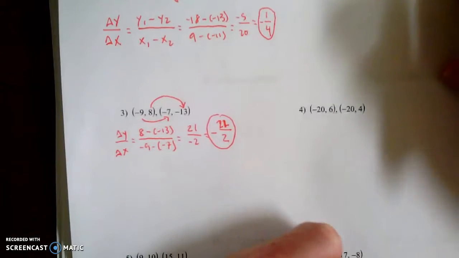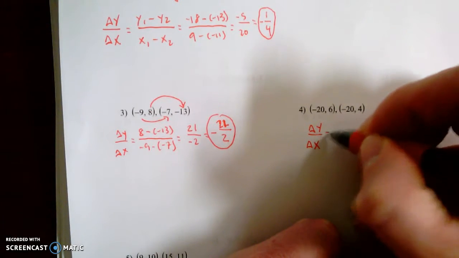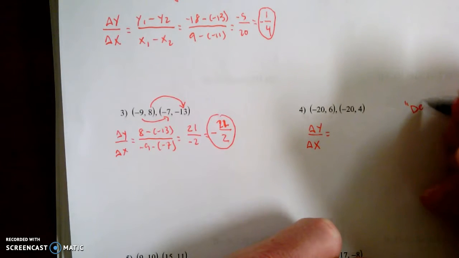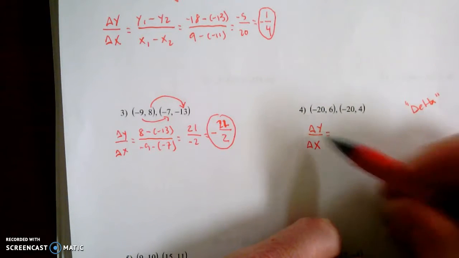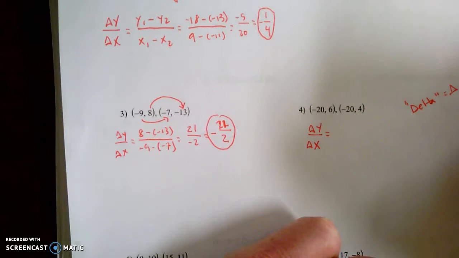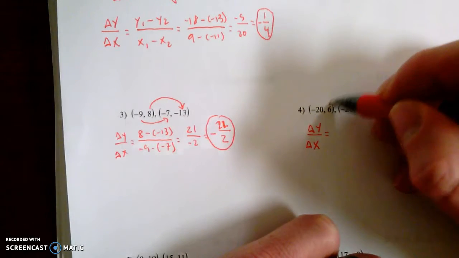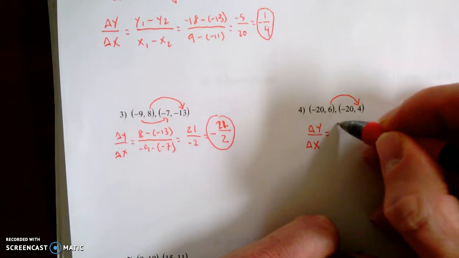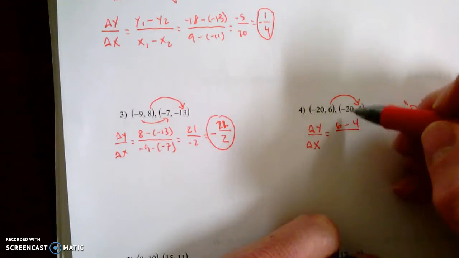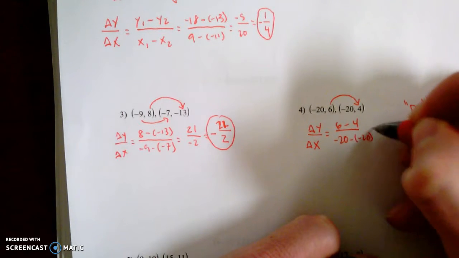All right, let's do one more. Our delta y over delta x, our change in y over change in x, and delta, by the way, it's actually the name of this Greek letter here, the little triangle, and it means change in mathematics anyway. It's just a letter in Greek. All right, so 6 minus 4 on top, and we've got negative 20 minus negative 20 on the bottom.